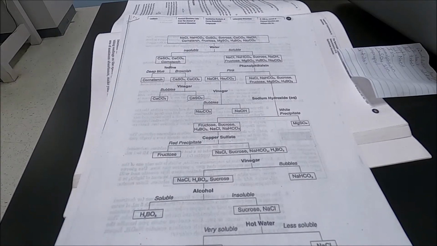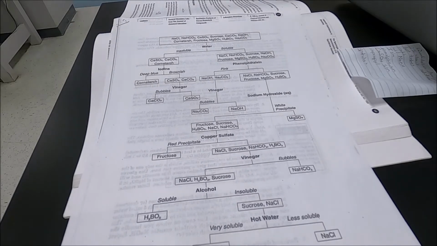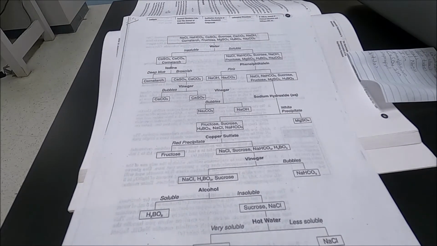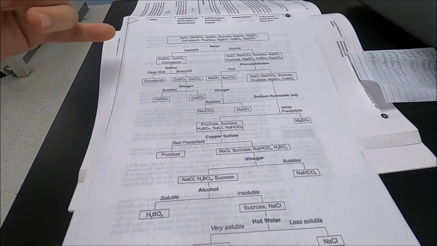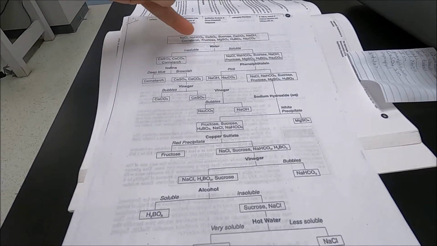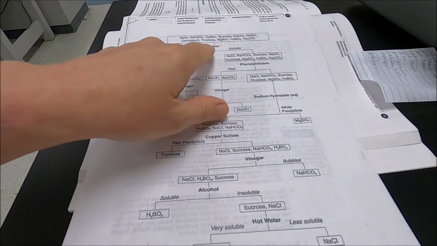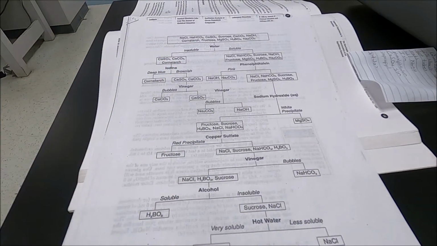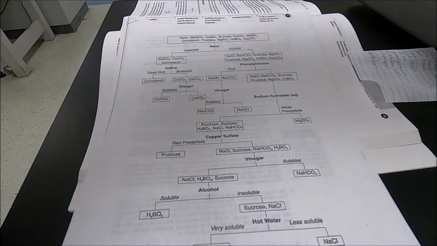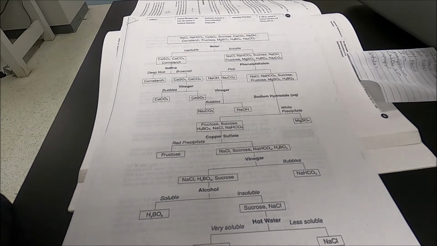Okay guys, welcome to experiment number 8. Today we're going to be looking at a qualitative analysis of household chemicals. Now you should have this flow chart printed out, and in this flow chart we start off with the substances that we're trying to identify. Okay? So the first thing we're going to do is we're going to do 3 unknowns, and I'm just going to pick them at random.